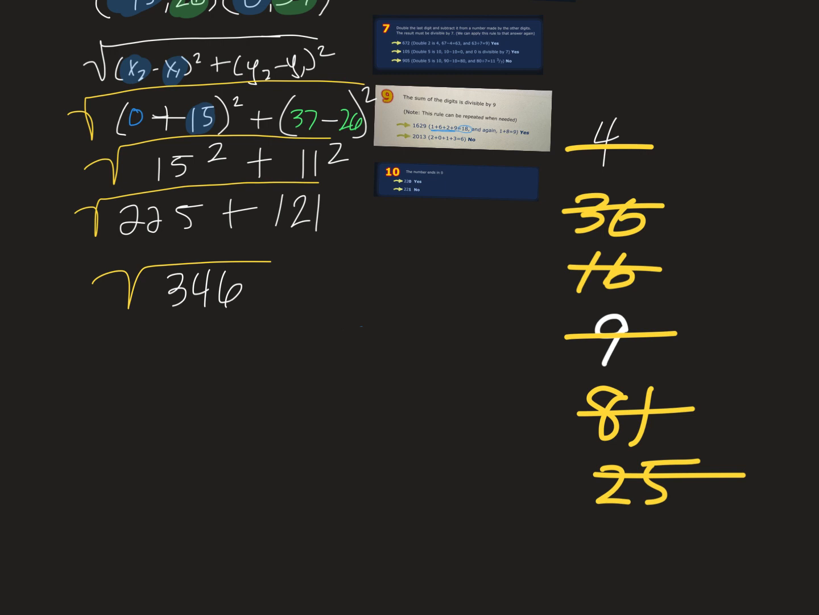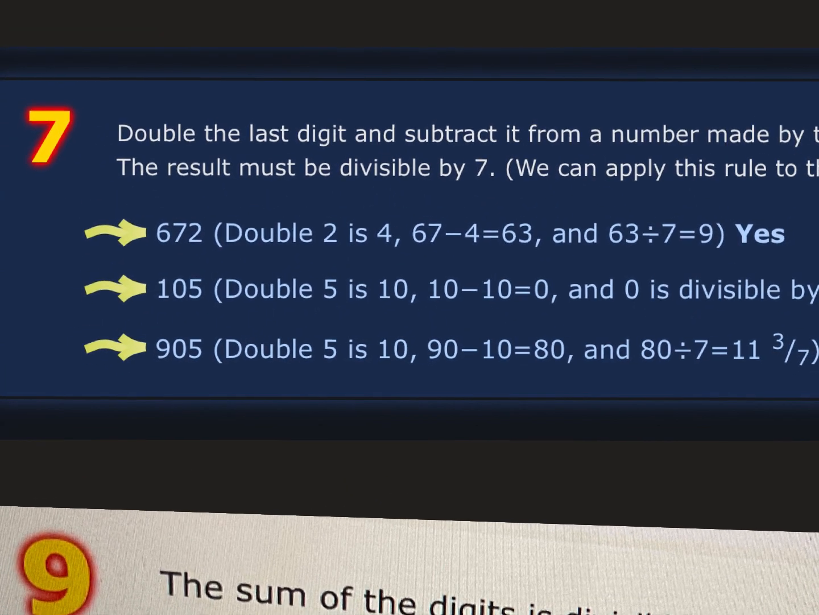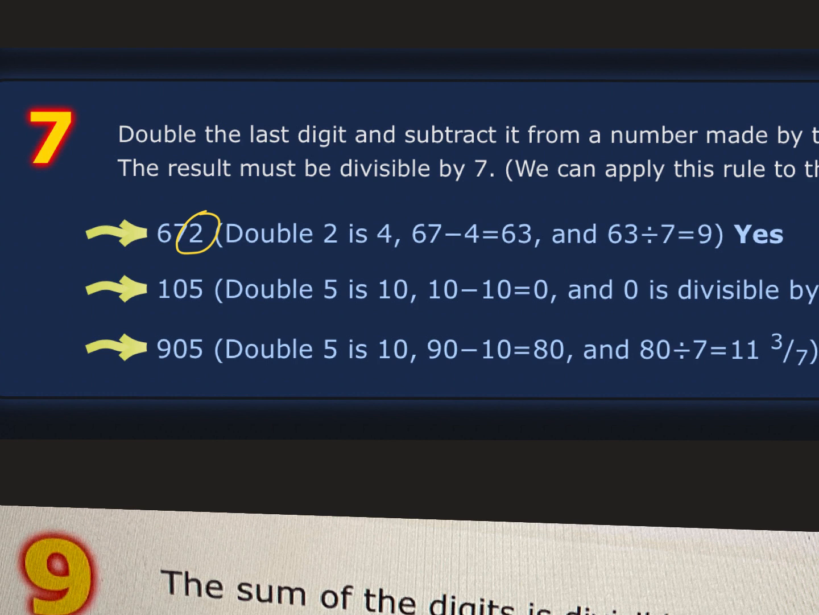So the trick for 7s is a little goofy. Okay, for 7s, what you do is you take the last digit, whatever that might be, and you double it. So in this case, 2 times 2 is 4. And then you subtract it from the rest of the number. So that's kind of like a goofy trick that I don't know who the person is that discovered that. It's fascinating to me that they figured out a way to make that work.